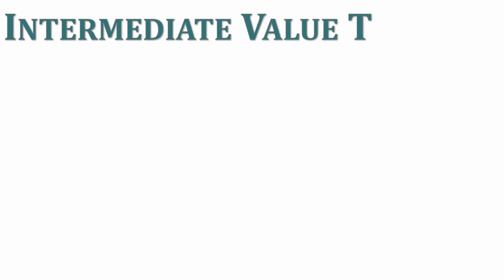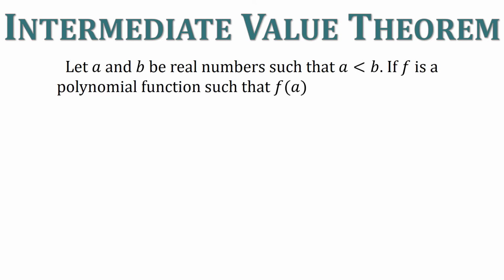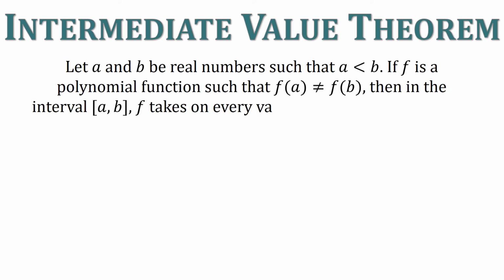All right, let's talk about the intermediate value theorem. This is a whole lot of words, but I'm going to break it down for you. So it says, let A and B be real numbers such that A is less than B. If f is a polynomial function such that f of A does not equal f of B, then in the interval AB, f takes on every value between f of A and f of B. Oh my goodness, what does that mean? What's a good thing you have me to tell you?